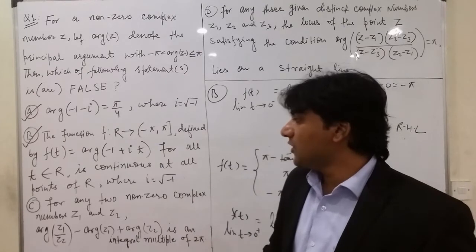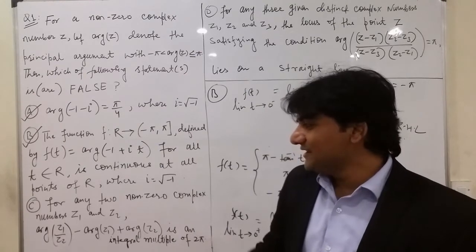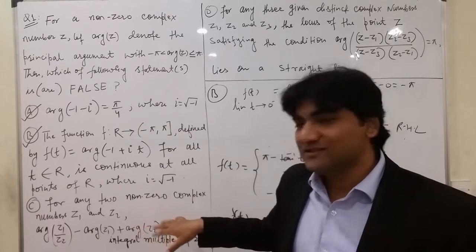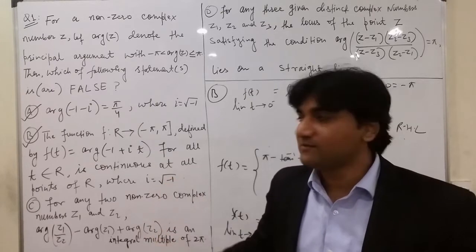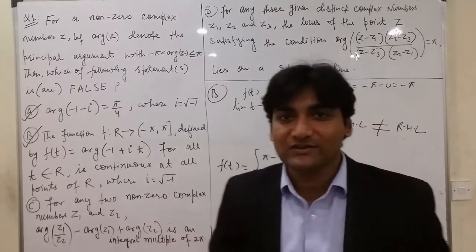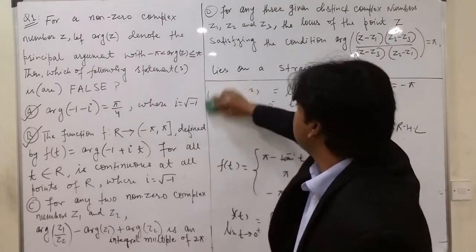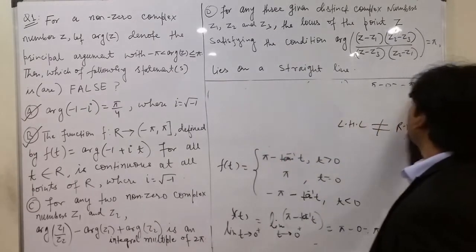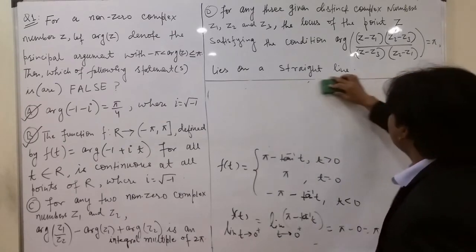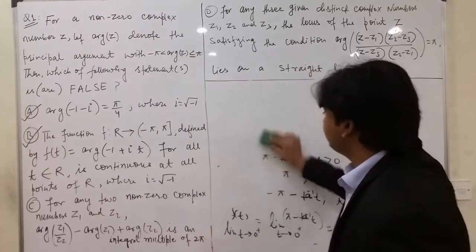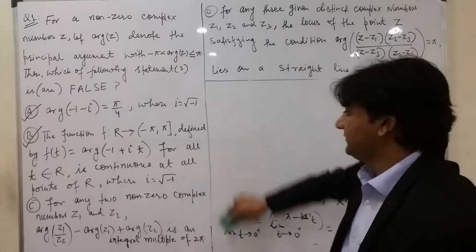Now it comes to option C. So C is very straightforward question. This is just a property of the complex number. So I don't think this is a very hard question. This is just a simple question. So I will discuss option C as well. So what is option C? This is just a property of complex number.